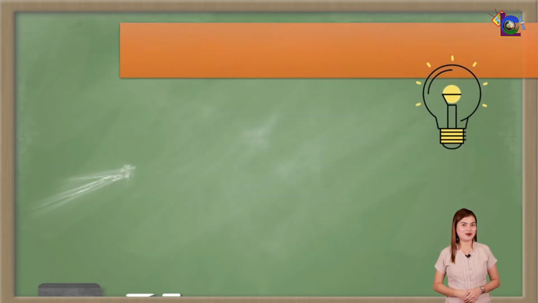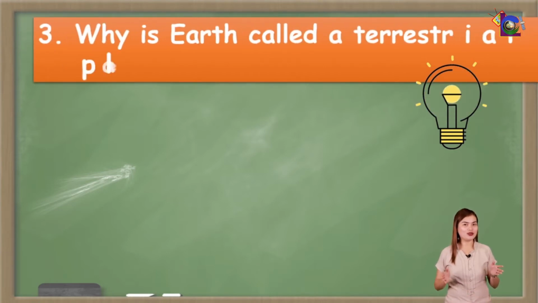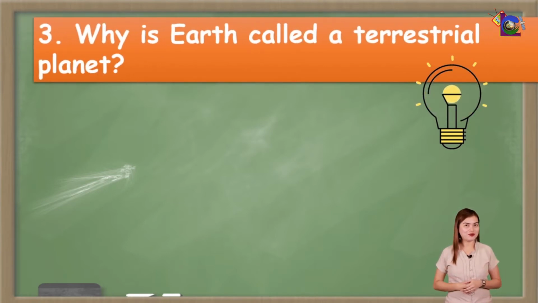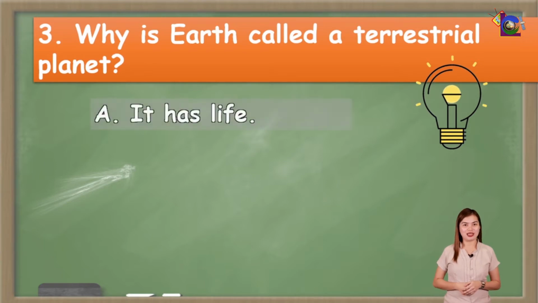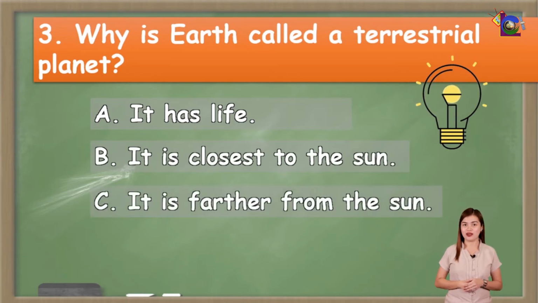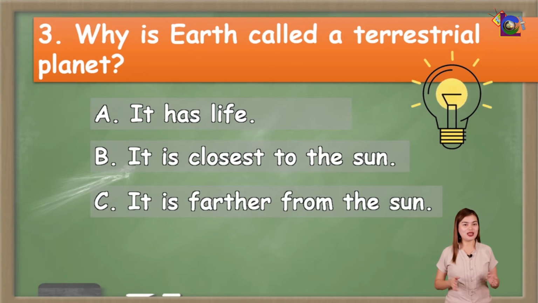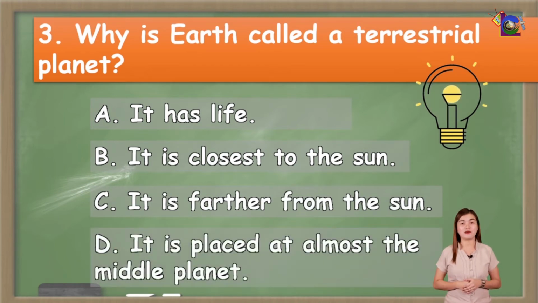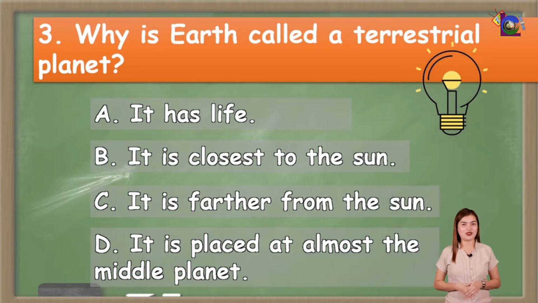Number 3. Why is Earth called a terrestrial planet? Is it A, it has life? B, it is closest to the sun? C, it is farther from the sun? Or letter D, it is placed at almost the middle planet? The correct answer is letter B.